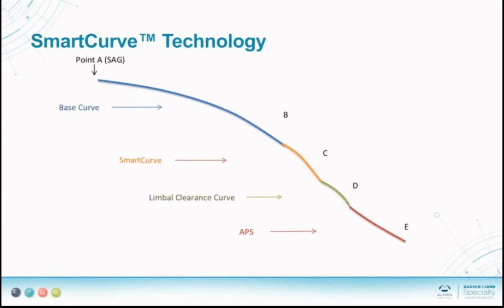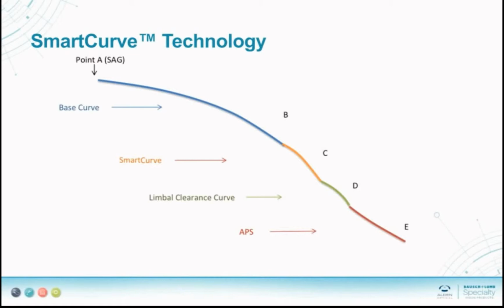This is the basic profile of a Zen Lens scleral lens. The zones centrally outward are the base curve, smart curve, limbal clearance curve, and advanced peripheral system. The smart curve is a unique feature to Zen Lens that connects the base curve and limbal clearance curve. It allows each of these curves to be independently adjusted from one another. We will use changing the limbal clearance as an example.